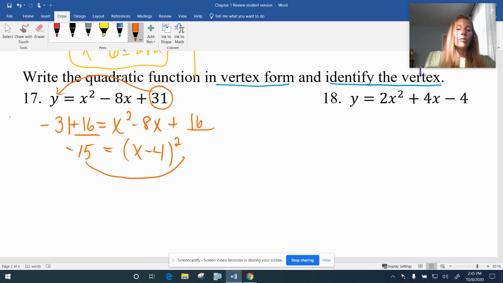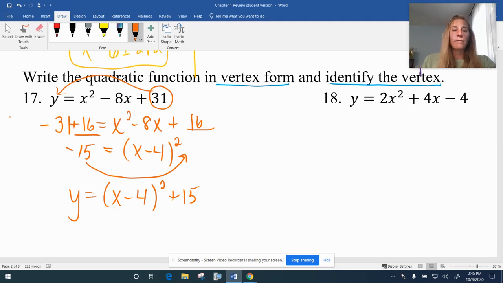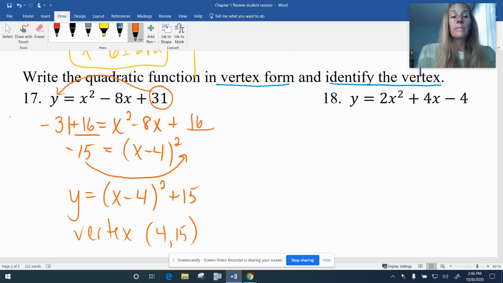We're just simply going to bring that 15 back over, so that it looks like it's in vertex form, making sure you change it back to a positive. And then, of course, we can identify our vertex, which would be positive 4 and 15. And if you want to check your work, graph the original on your graphing calculator, then graph your answer, and they should give you the exact same graph.